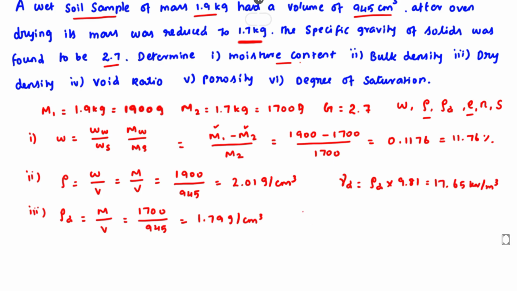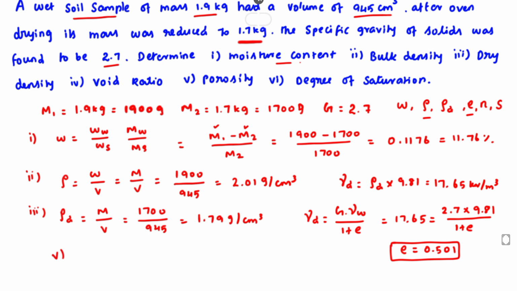Now we know the formula gamma D equals G into gamma W divided by 1 plus E. So we can substitute 17.65 equals G, which is given as 2.7, into gamma W, 9.81, divided by 1 plus E. Here the only unknown is E. Solving this, we got the value of E equal to 0.501.